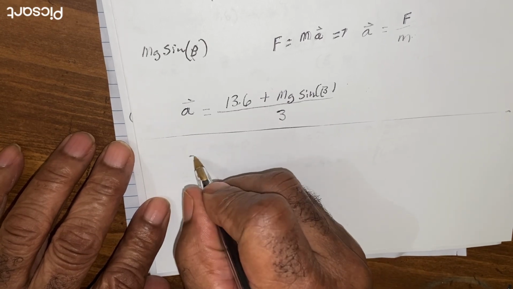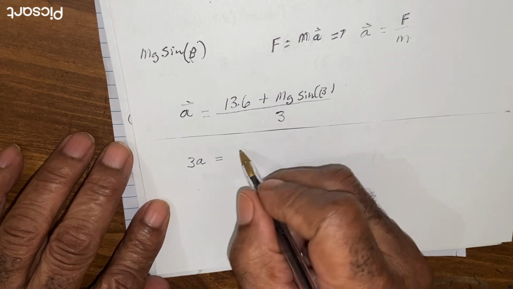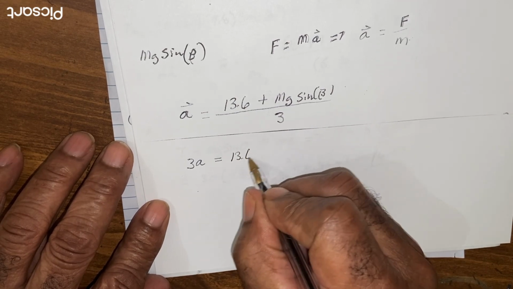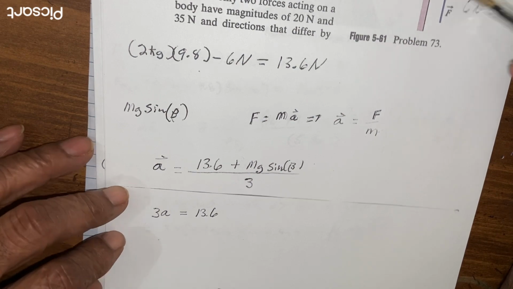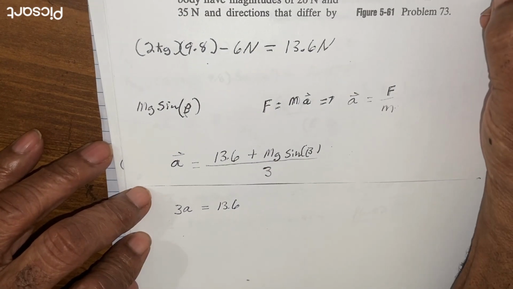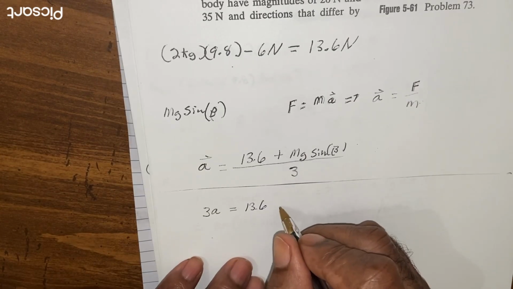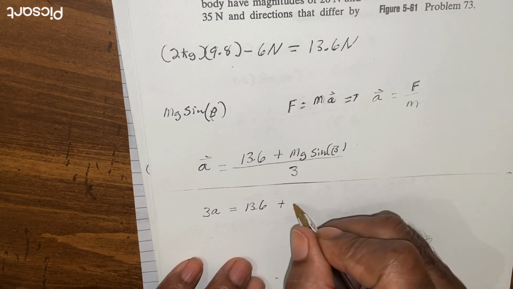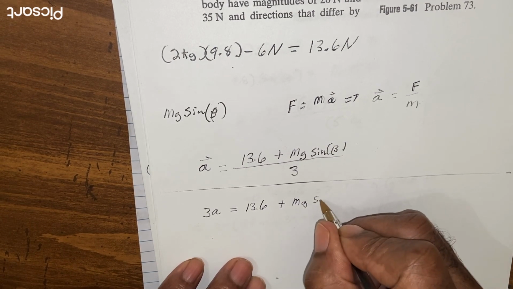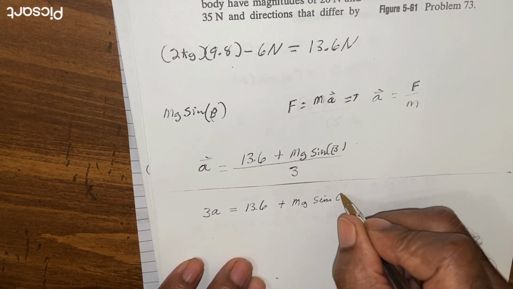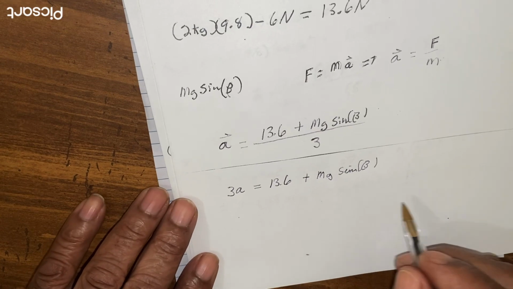We can get A on the same side. It's going to equal 13.6. That's just the force acting on M2 here with the 6 newtons computed in, plus mg sine beta. So all we have to do now is isolate sine beta and solve.